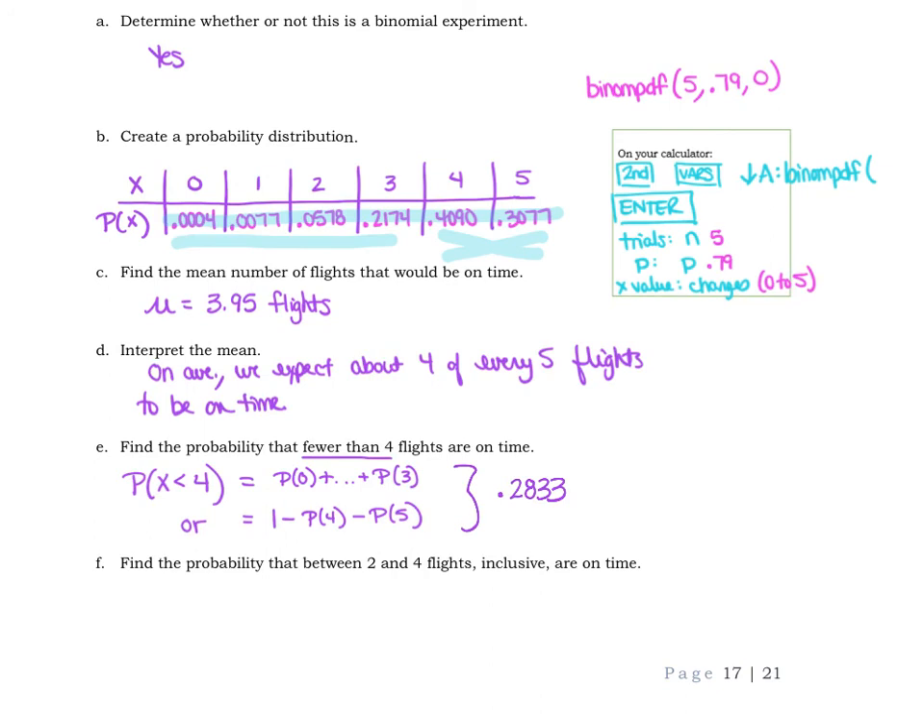And then last but not least, find the probability that between 2 and 4 flights inclusive, so that means including 2 and including 4 flights, are on time. So this is the probability that 2 is less than or equal to x is less than or equal to 4. Here I'm just going to add up the probability that 2, 3, and 4 flights happen to be on time. So we're going to take these values right here that I'm circling in pink, add those up, and come up with our total probability of 0.6842.